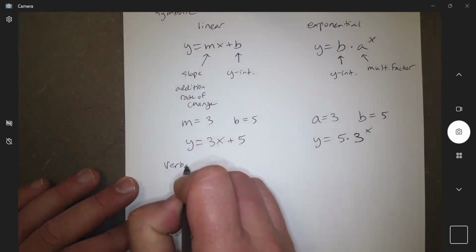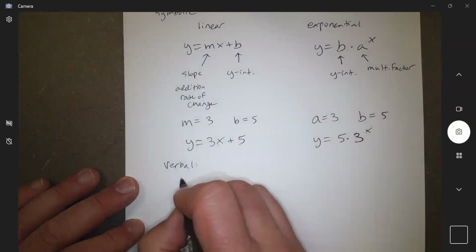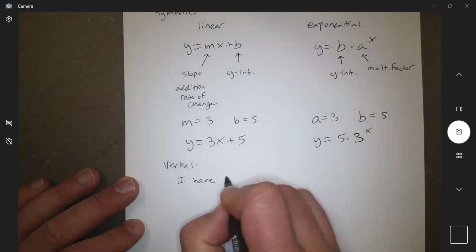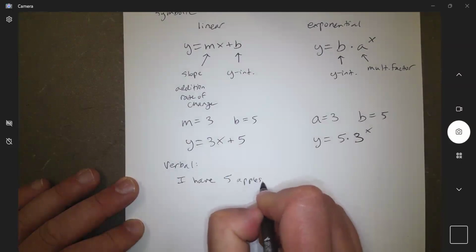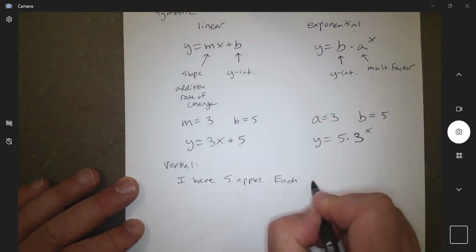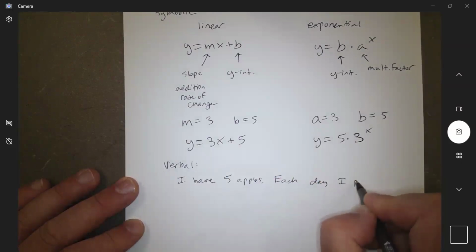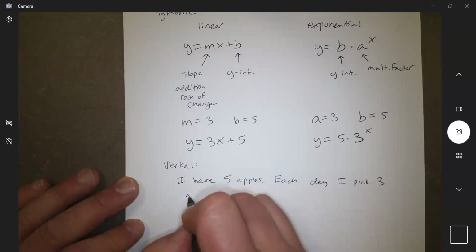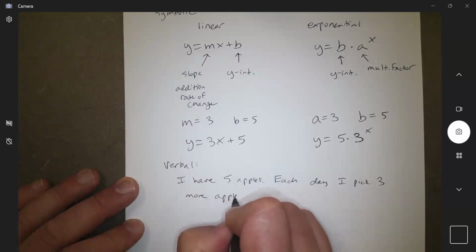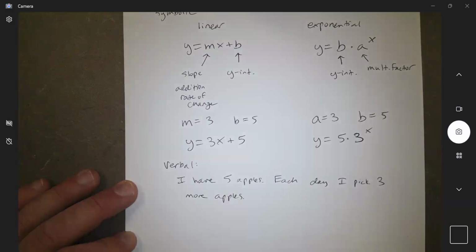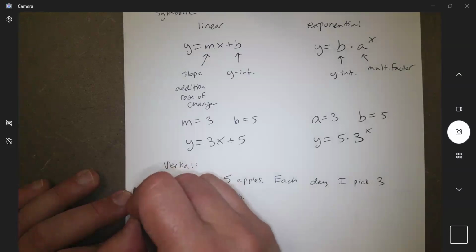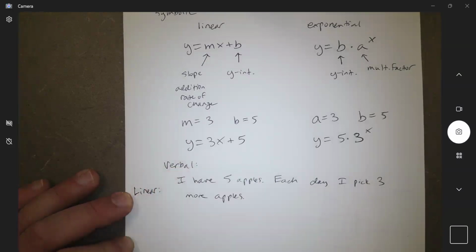Verbal. I have 5 apples. Each day, I pick 3 more apples. Is that linear or exponential? Linear, because I'm adding 3 each time. Linear.